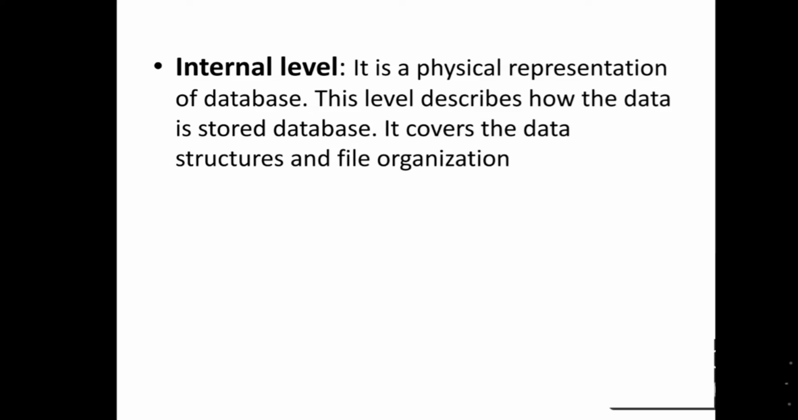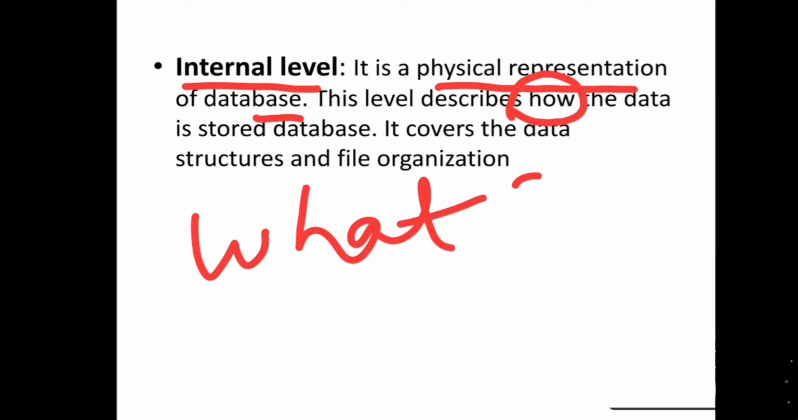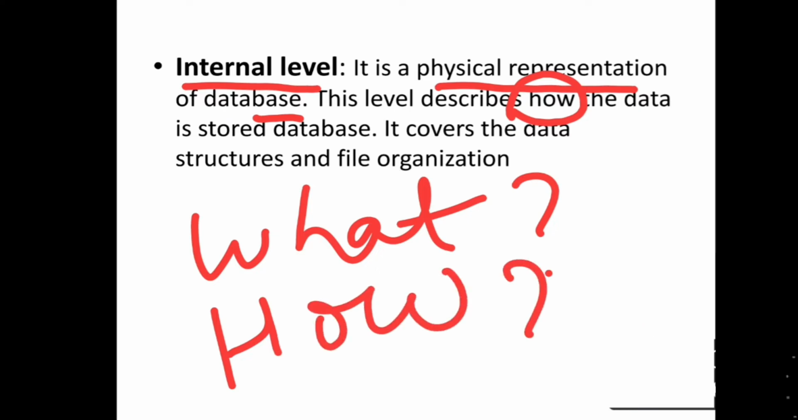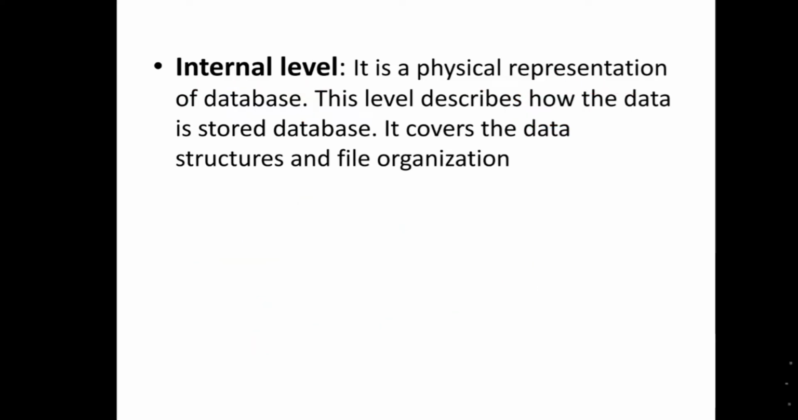Now let's see the third level, that is the internal level. It is a physical representation of the database. That is, this level describes how the data is stored in the database. So in conceptual level, we were talking about what data is stored. But here in internal level, it describes how that data is stored in the database. So, this is about the three levels that are present in the database system architecture.